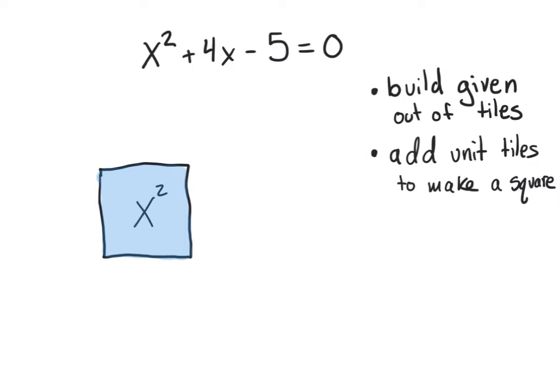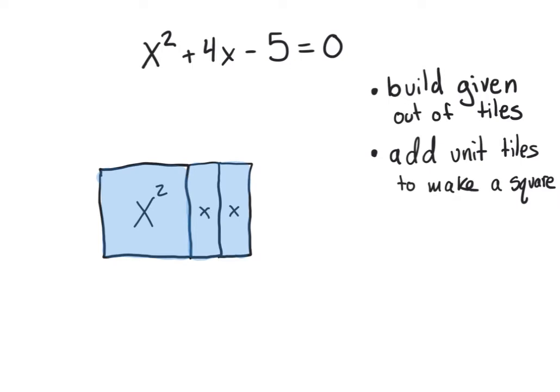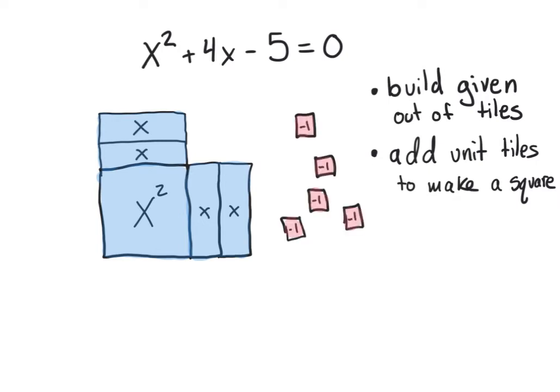Then I'm going to take my 4 x's and split them up evenly. I'm going to take 2 and put them on the right side of my x squared, and I'll take the other 2 and put them on top of my x squared. Last but not least, I have minus 5, so I have 5 negative unit tiles. Those I'm just going to scatter artfully around my diagram. So now we have built our given out of tiles.